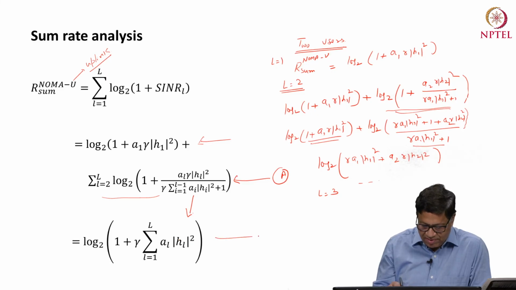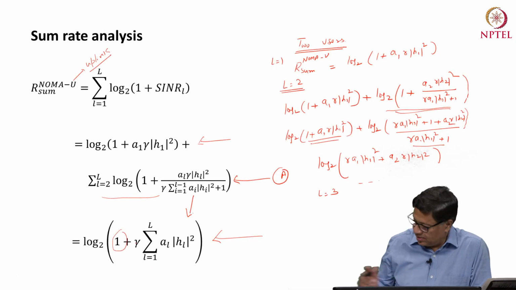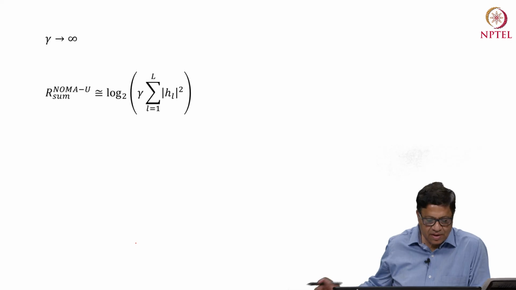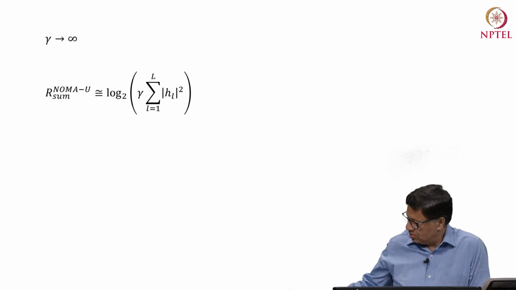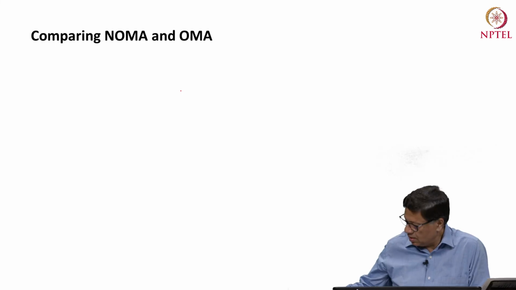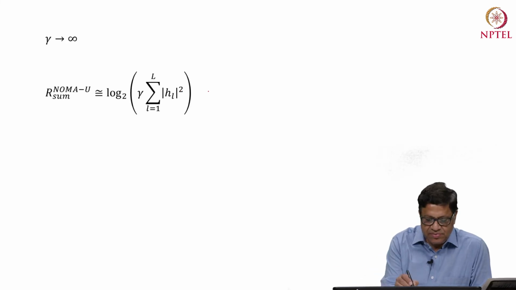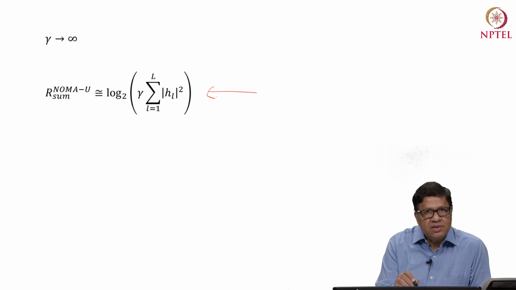Now let us try to evaluate this expression at high SNR, which is gamma tending to infinity. Gamma tending to infinity will give me, because this will get neglected here because gamma is very high, so I am left with approximately log 2 gamma summation over HL mod square from L equal to 1 to capital L. So this is the expression for R NOMA sum rate for uplink.